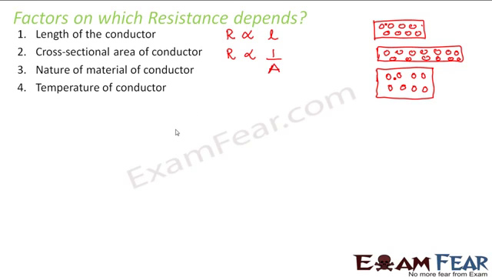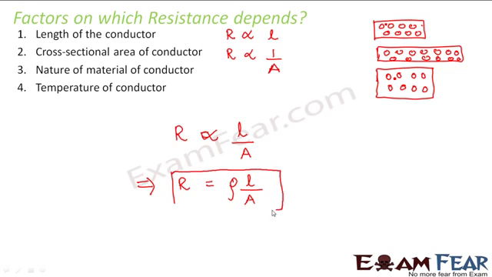So from this, we can say that the expression for resistance can be written as R is directly proportional to L by A, because it is directly proportional to length and inversely proportional to A. Again, to remove this proportionality, we will introduce a constant called rho. And what is this rho? This rho is known as specific resistance, or sometimes it is also known as resistivity.